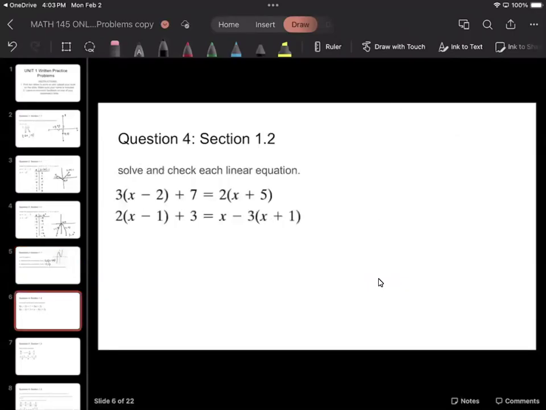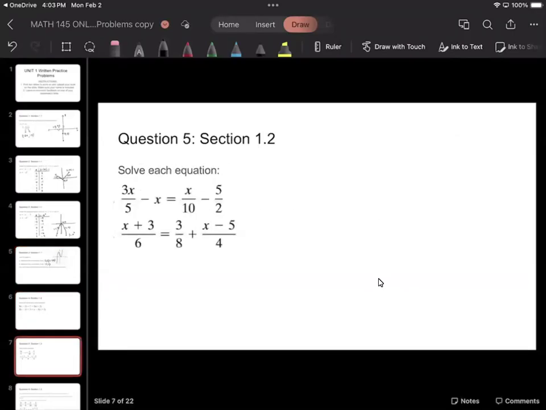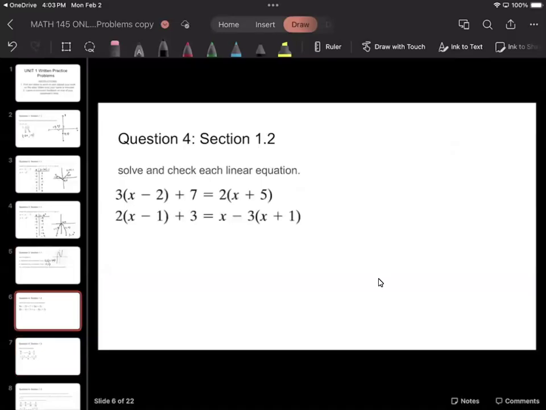In the next question, it's asking you to solve and check. Okay. So let's do this.